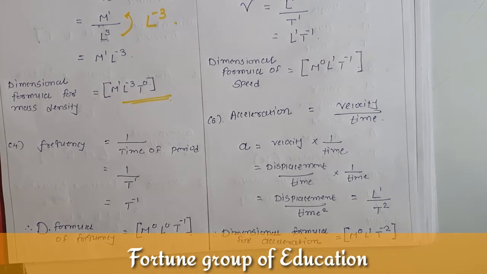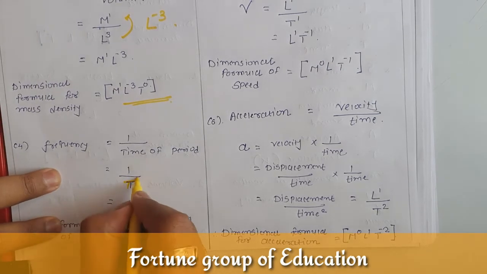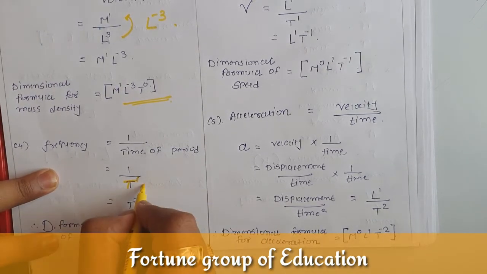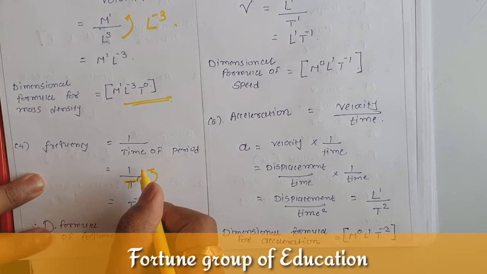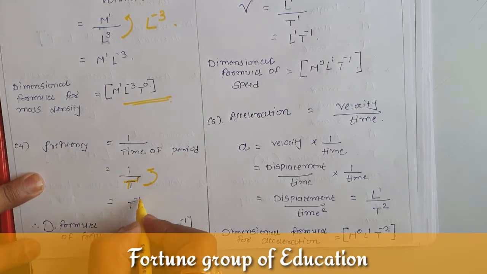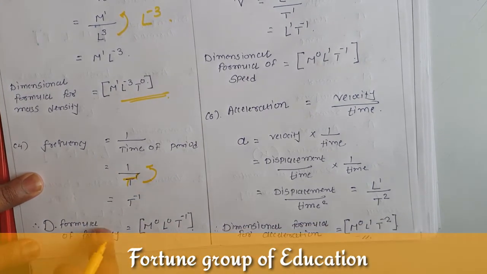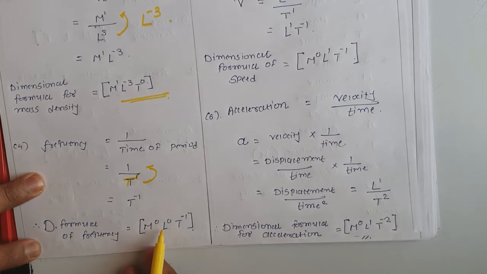So 1 upon the time period is 1 upon T. Time is indicated as T to the power of 1. When this goes into the numerator, it is T raised to the power of -1. So the dimensional formula of frequency is M0 L0 T raised to -1.